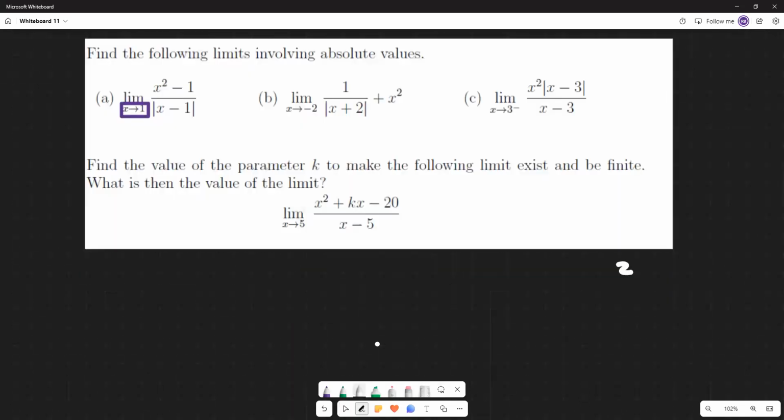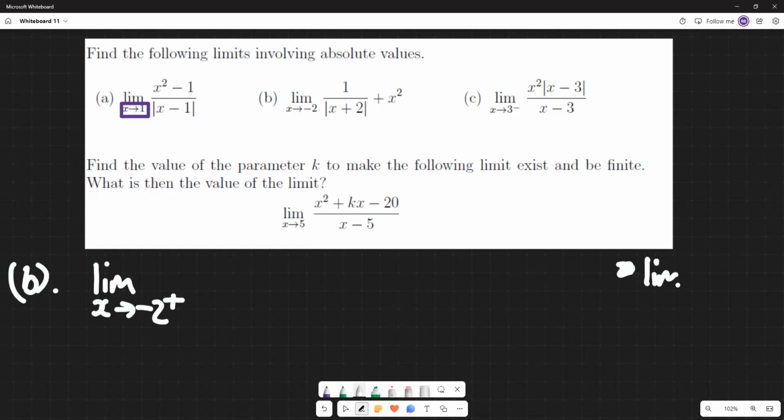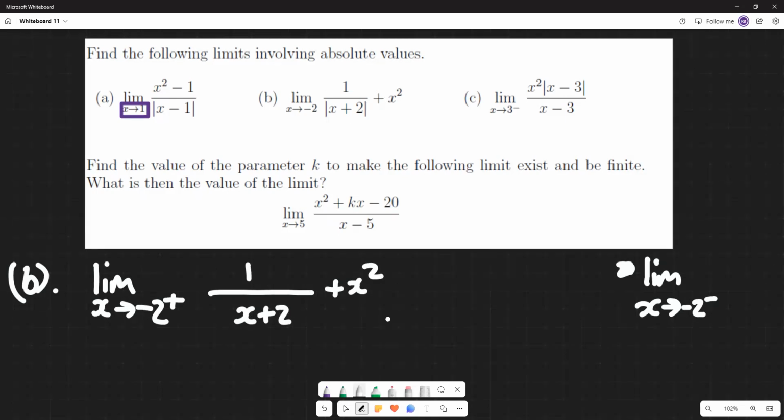Okay, so now we can do the next one. The next one, we are approaching negative 2, so I'm also going to break it into 2. I have the limit as x approaches negative 2 from the right, and on this side, the limit as x approaches negative 2 from the left of that function. But remember, I said if it's positive, the absolute value becomes positive. So I wrote 1 and x squared, but the absolute value became positive.